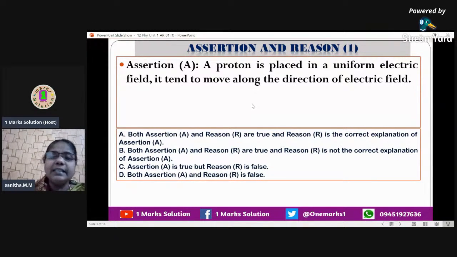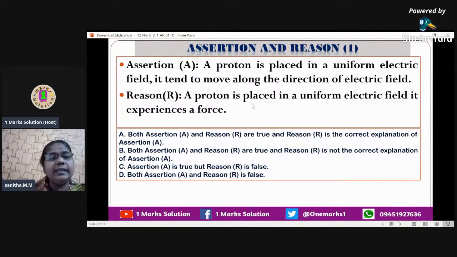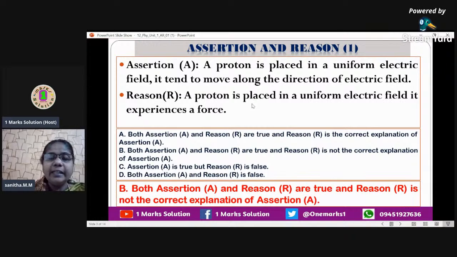Now we will see the reason. What is the reason here? It is given: a proton is placed in a uniform electric field, it will experience a force, right? It will experience a force, but can we say that is the correct answer for that? No. Why? Because you should say that the proton is positive also. So what will be the correct answer? A is not the answer.